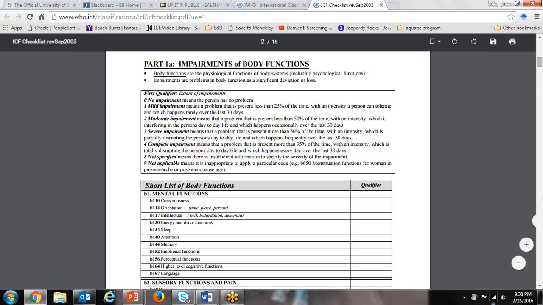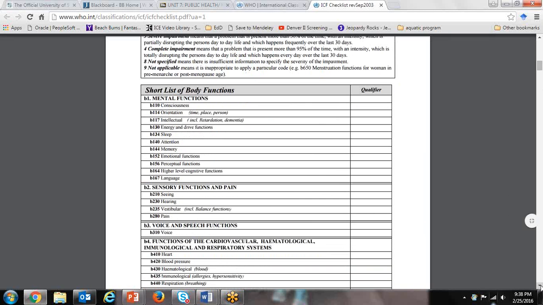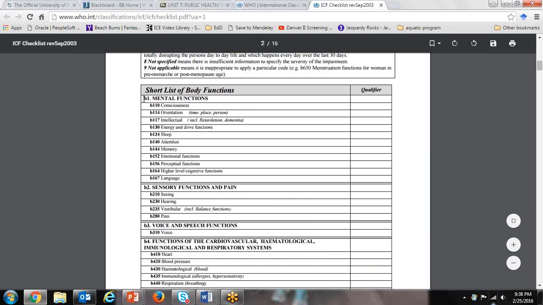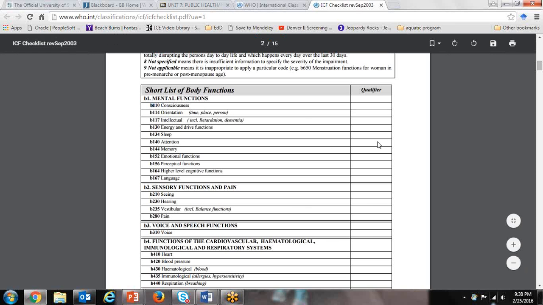So you go through each of the lists of body functions, and they have subcategories, and you'll see mental functions is listed as B1. Then any category underneath of mental function starts with B1 and adds an additional 2 numbers. Consciousness is 10. Attention is 40, so the code for attention is B1, indicating it's a mental function, and attention 40. Your qualifier number goes over here.